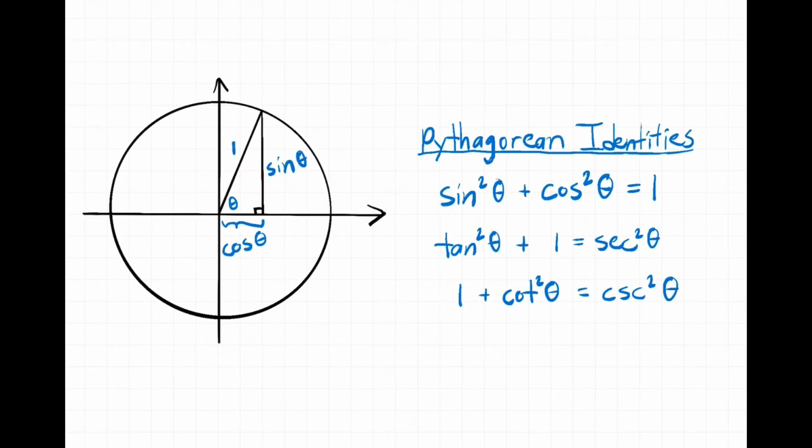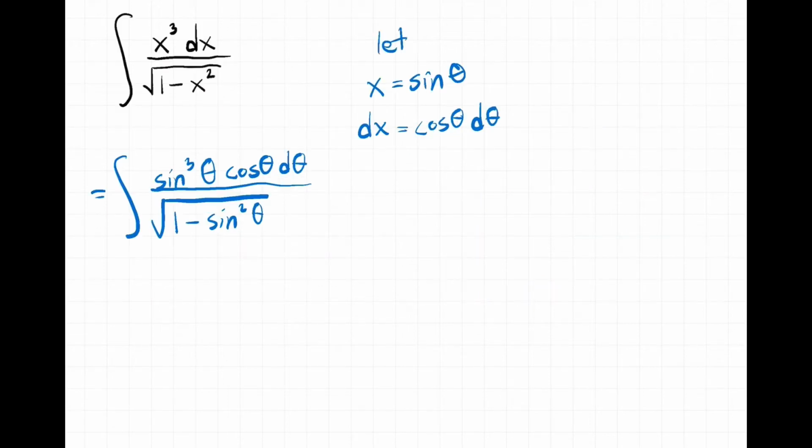Remember our basic Pythagorean identity that sine squared theta plus cosine squared theta equals 1. This is true for all possible values of theta. Let's make use of that to see if we can simplify our integrand in our integral. So we know that sine squared theta plus cosine squared theta equals 1. But that means that cosine squared theta equals 1 minus sine squared theta.